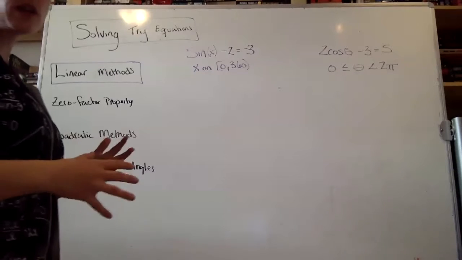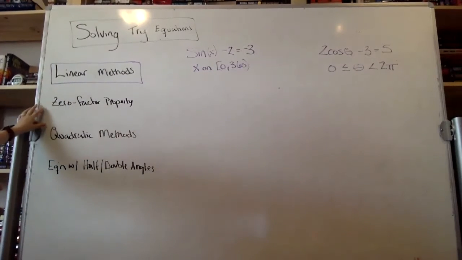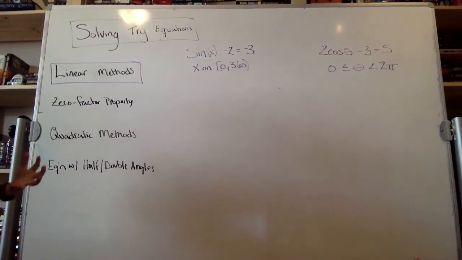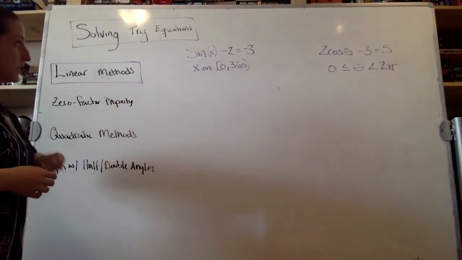Okay, so we're going to solve some trig equations. There's going to be four main methods that we look at: linear methods, zero factor property, quadratic methods, and equations involving half and double angles. To start with, we're going to do linear methods.